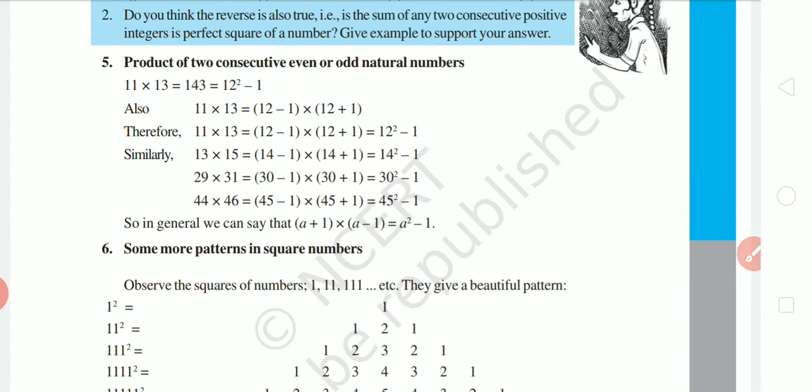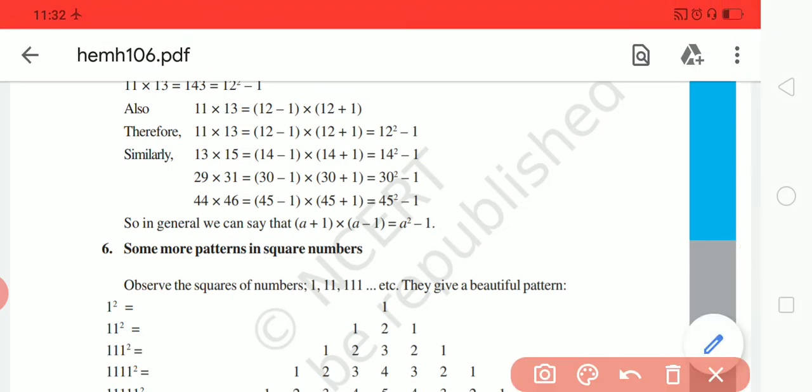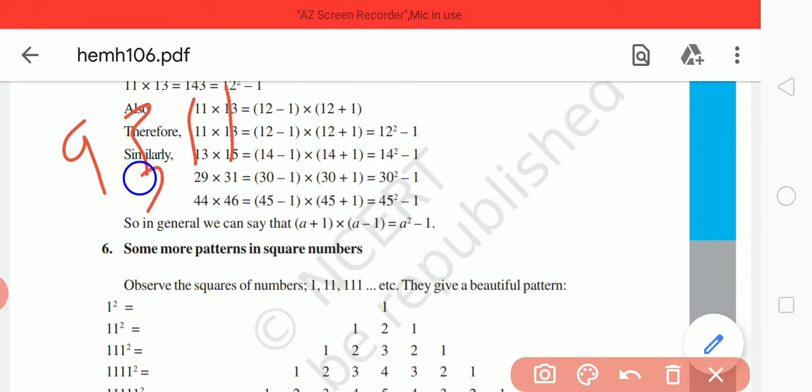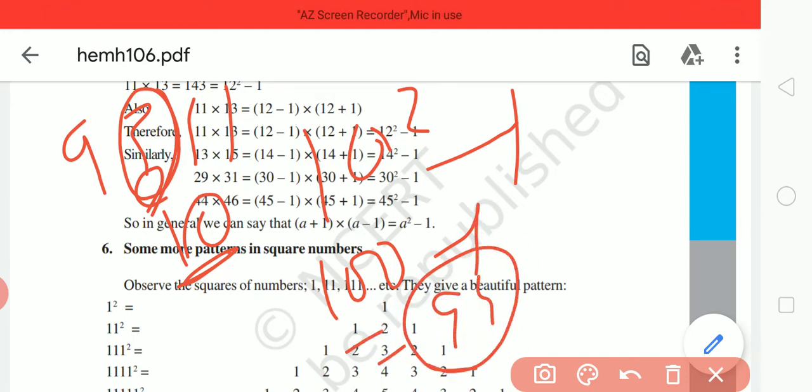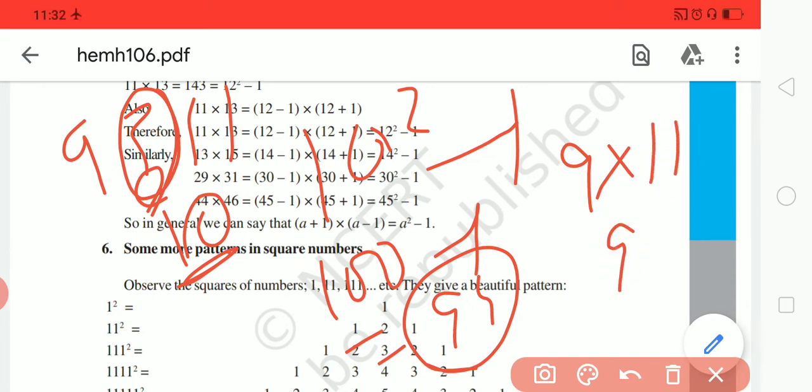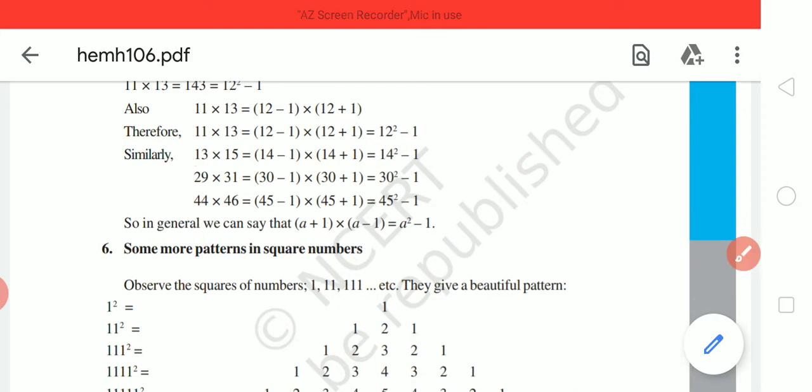Now product of two consecutive even or odd numbers. Okay, it is a very important concept. If you have given 9 and 11, right, what lies in between is 10, an even number. So 10 square minus 1, that is equal to 100 minus 1, this is equal to 99. So you can find 9 into 11 is also 99. So this is the product, right? So this is another way to find the product.